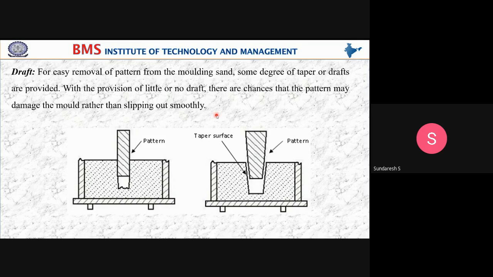Therefore, to make the removal of the pattern from the molding sand easy, some degree of taper or draft is provided. With little or no draft, the pattern may damage the mold rather than slipping out smoothly. So some angle, some taper will be provided across the pattern so that it can be easily removed from the mold cavity. This is another important design consideration: draft. Draft allowances should be provided in the pattern.